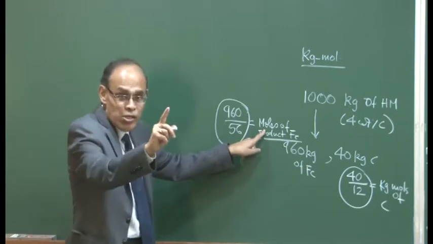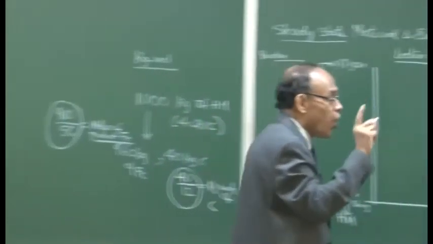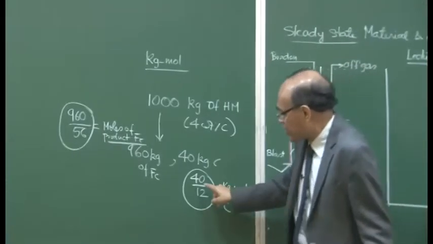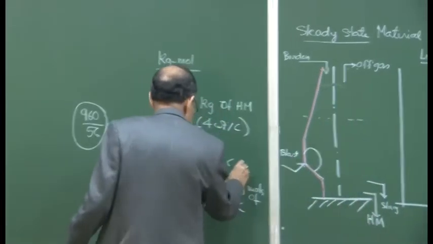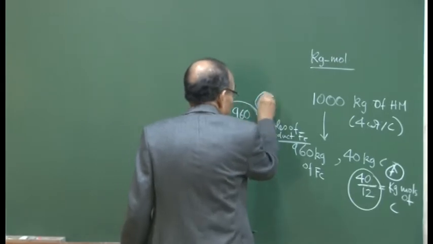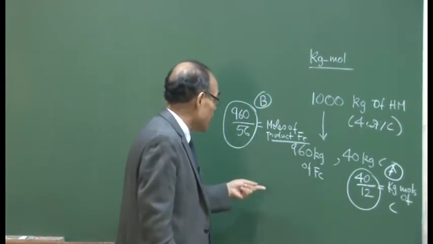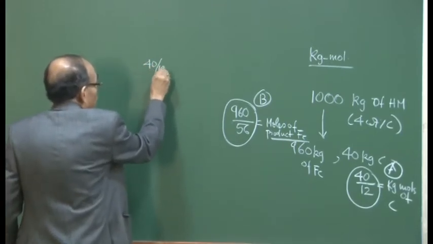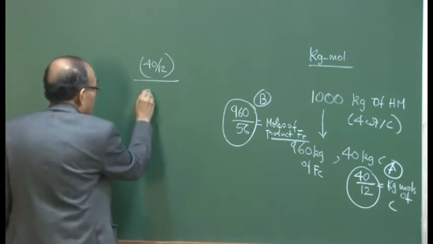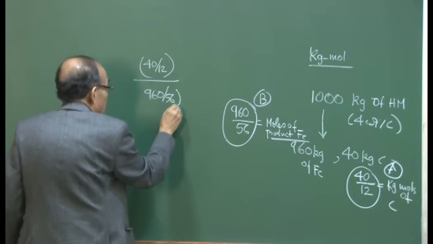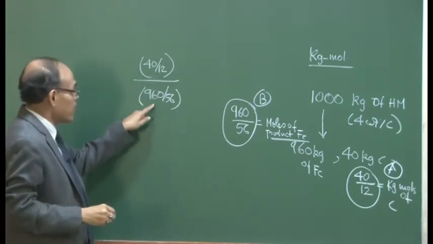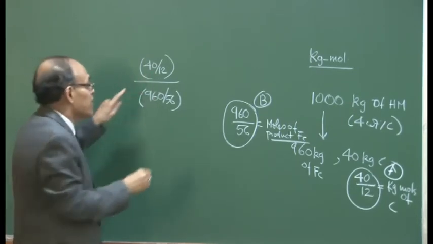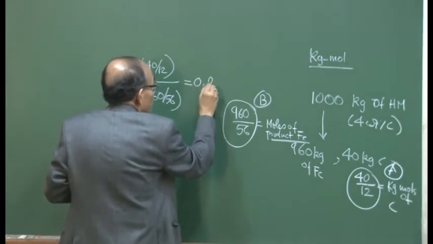That means, to produce 1 kg mole of iron, we have to have this many. If I say this is A and this is B, then A divided by B is going to come out to be 40 divided by 12, which is kg moles of carbon divided by kg moles of Fe. So, per kg mole of iron or product Fe, we have so many moles, and this value will come out to be 0.2 approximately.